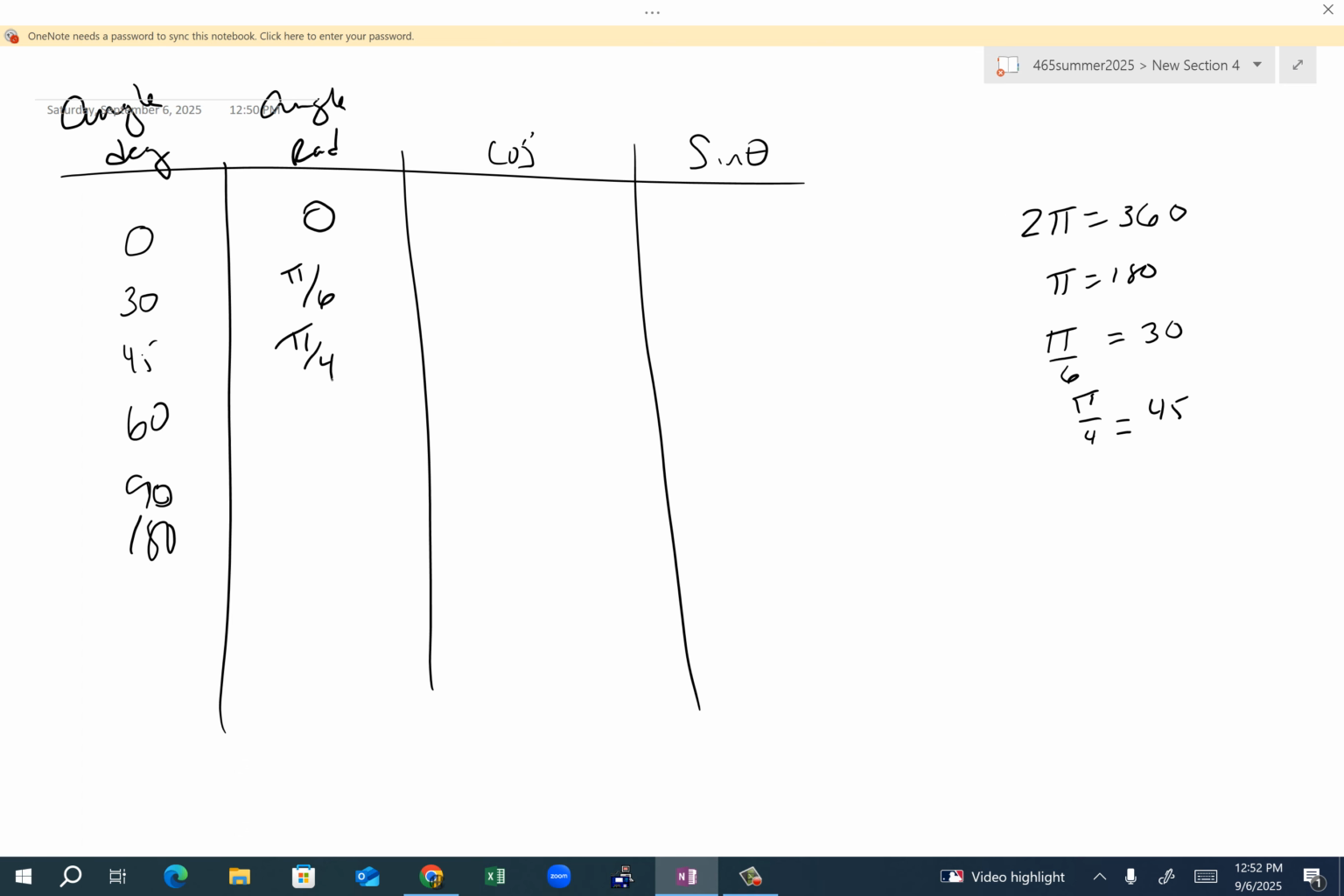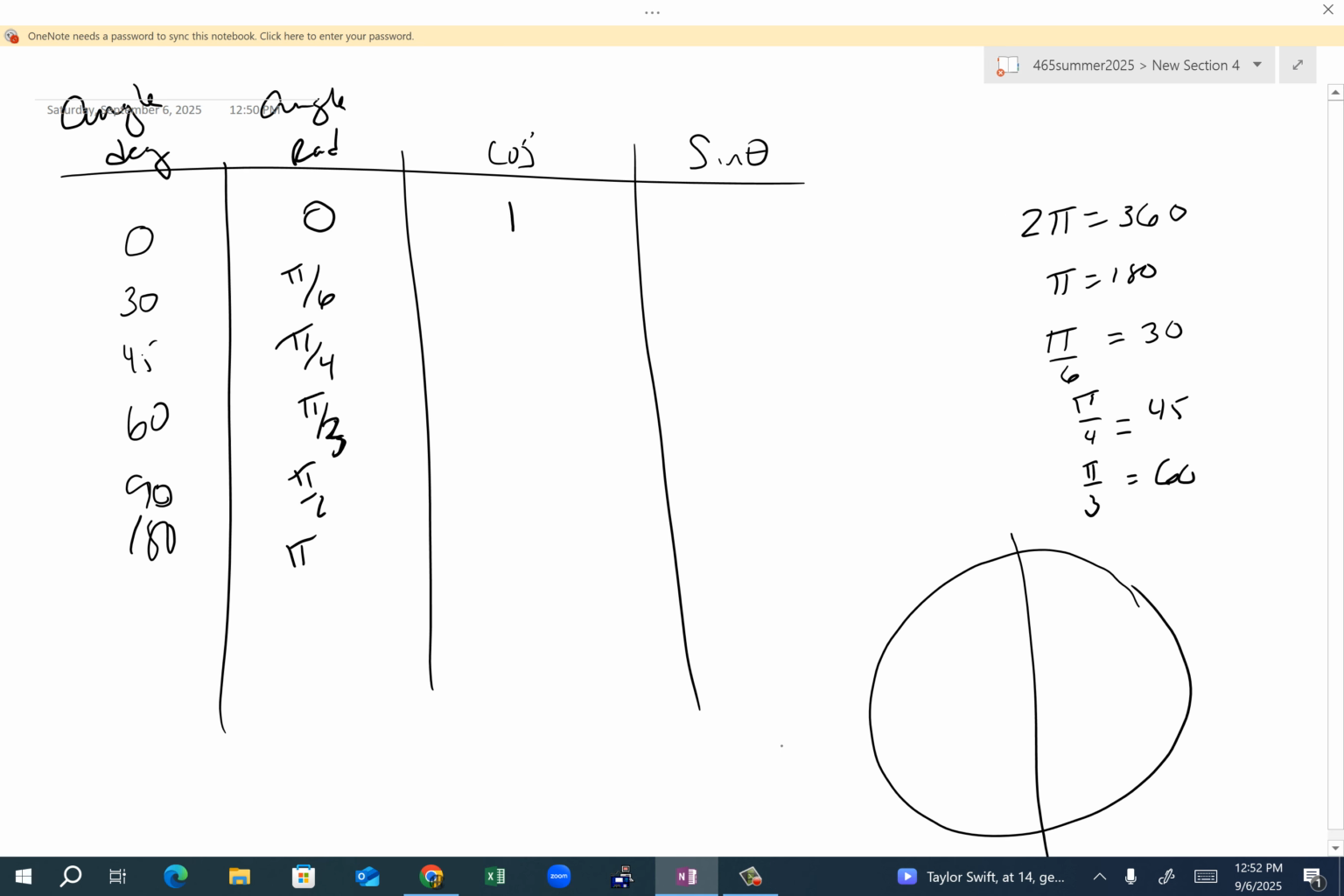To get to 60 degrees, that's pi divided by 3 then. To get to 90, it's pi over 2. And of course, this is pi, right? Piece of cake. So cosine here is 1. If you remember on your unit circle, cosine is to the right and left. That's 1 unit. It didn't go up at all. Of course, sine is backwards because you went straight up, obviously. This one is -1, 0.